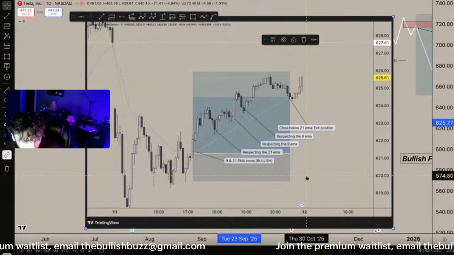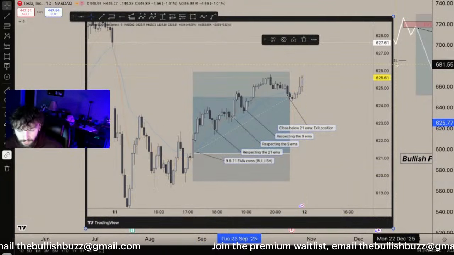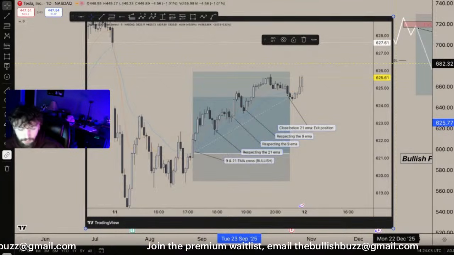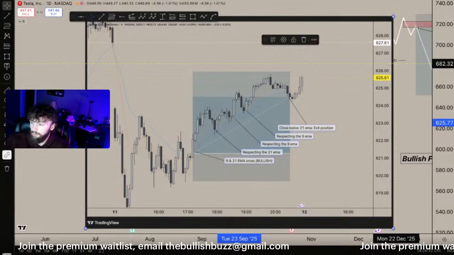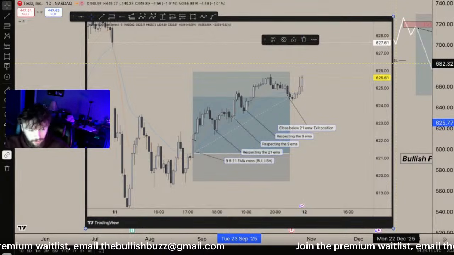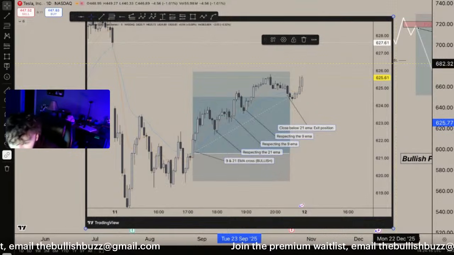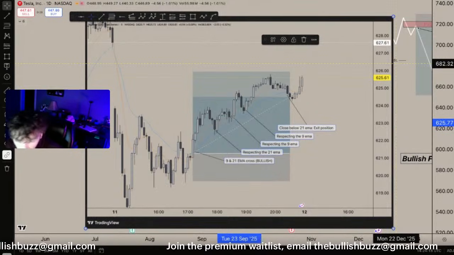Same with fair value gaps. You're not just going to trade because one of these things is right. You're going to trade because one of these things is right and your strategy is lining up. You know what I'm saying? So with EMAs, you've got your 9 and 21 on your day trading time frames, your 5, your 1, your 15-minute, all that kind of stuff.